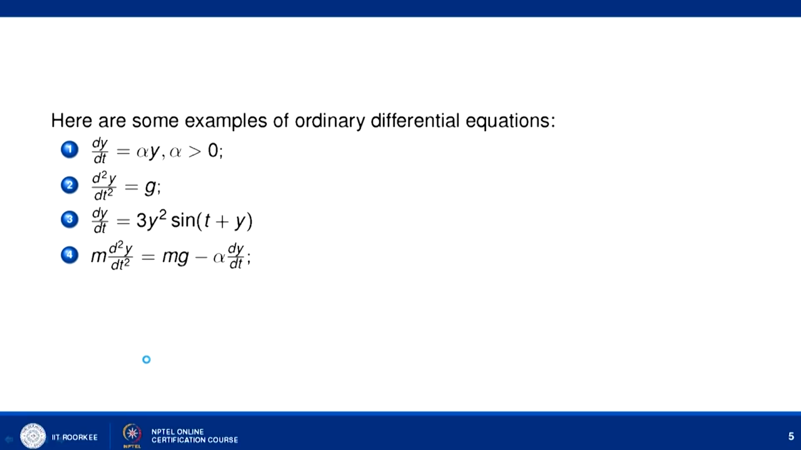So, here are some examples of ordinary differential equations. The first one is dy/dt equal to alpha y. Here alpha is any positive real constant. The second is d2y/dt2 equal to g. The third example is dy/dt equal to 3y squared sin t plus y, and the fourth example is m d2y/dt2 equal to mg minus alpha dy/dt.